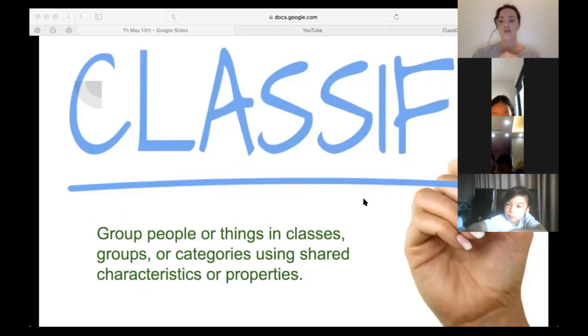Like I could put you guys in groups. I could classify you by gender, boy, girl. I could classify you by height, tall, medium, short. I could classify you by your name. First part of the alphabet, middle part of the alphabet, last part of the alphabet. By the first letter of your name.